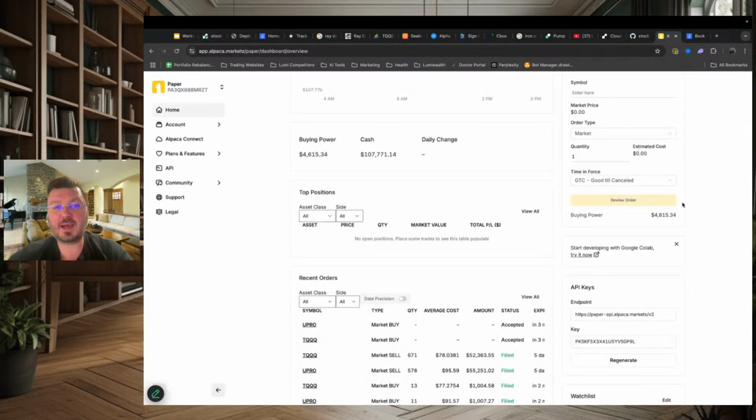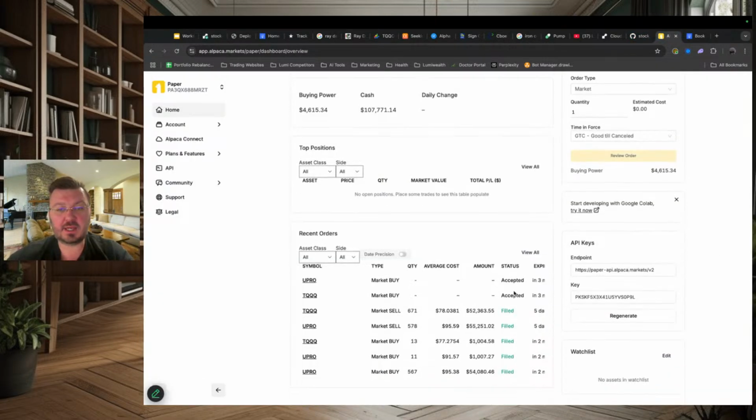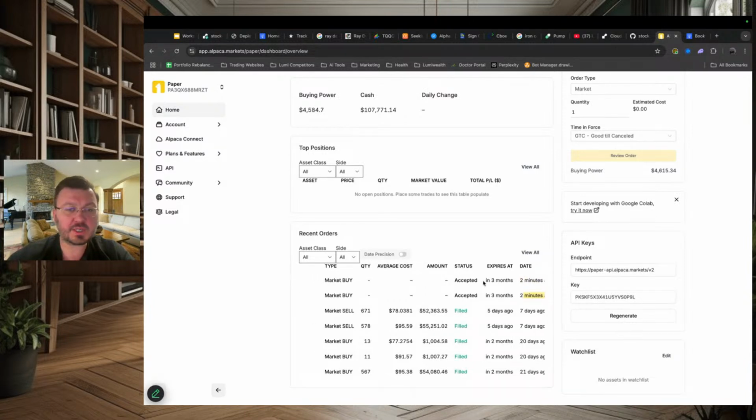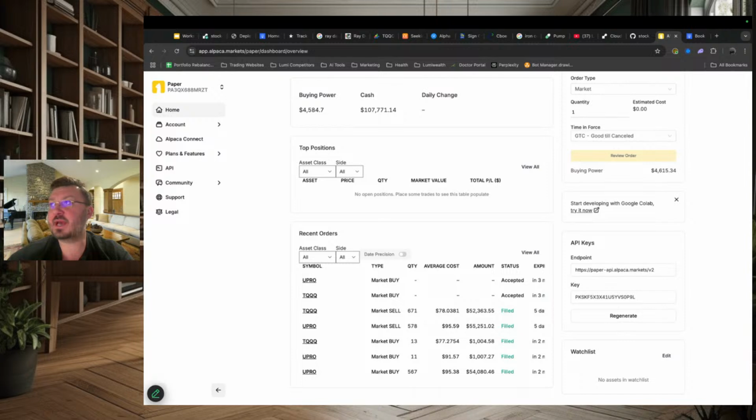We'll go back to Alpaca, and we see that in Alpaca, it actually placed these two trades here for UPRO and TQQQ 2 minutes ago. You can see that. They're accepted. They have not been filled yet because, of course, the market is not open right now. Okay, cool. So we're all good to go.